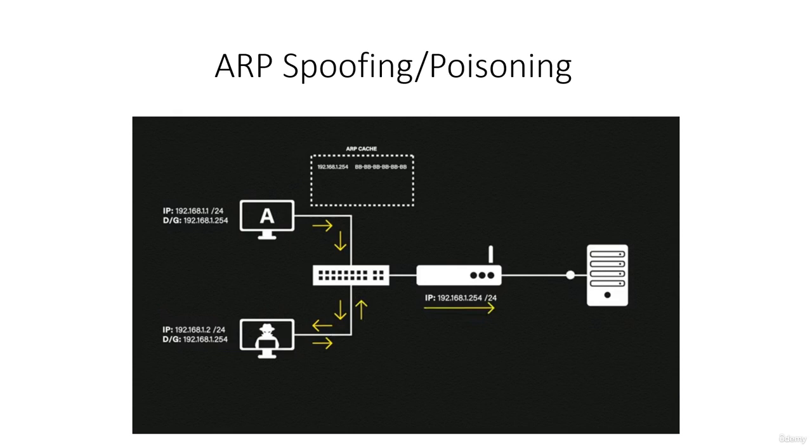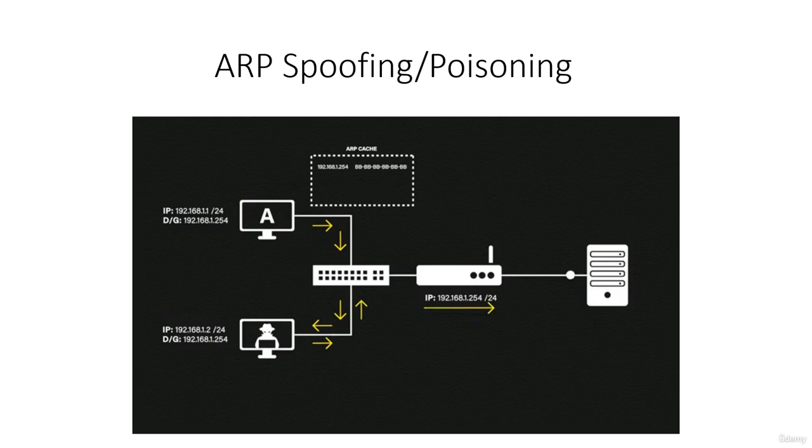The main intention is to associate the attacker's MAC address with the IP address of another host, such as the default gateway, causing any traffic meant for that IP address to be sent to the attacker instead. It allows the attacker to modify traffic and intercept data frames, leading to a common attack technique called a man-in-the-middle attack.